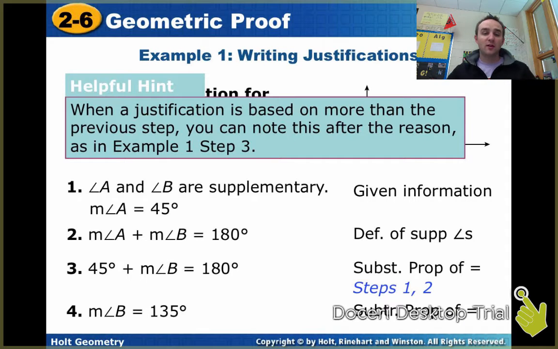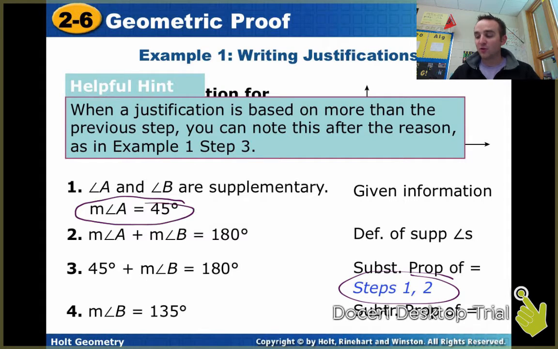If you look here, they give you a helpful hint. When a justification is based on more than one previous step, you note this after the reason. You see that right there with our steps 1 and 2. That's saying we are substituting using step 1, which is A is 45, and step 2, which is this statement. All we're doing is replacing this with the 45, and you see that in the next step.